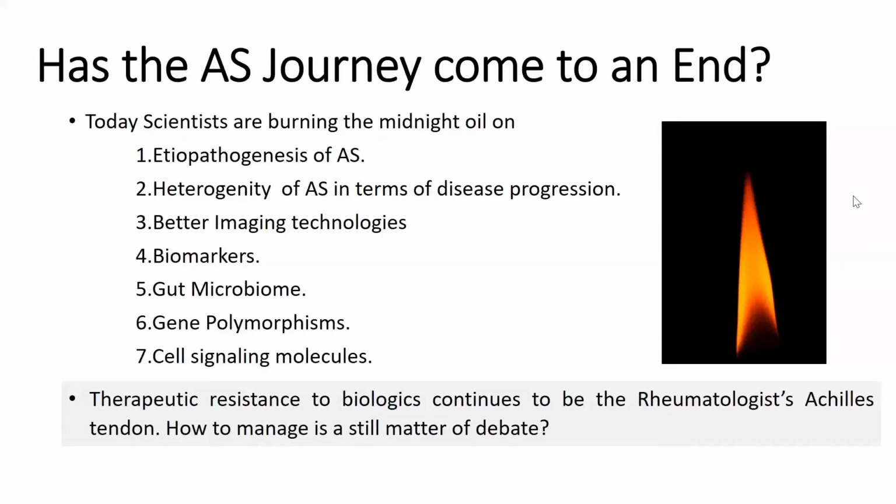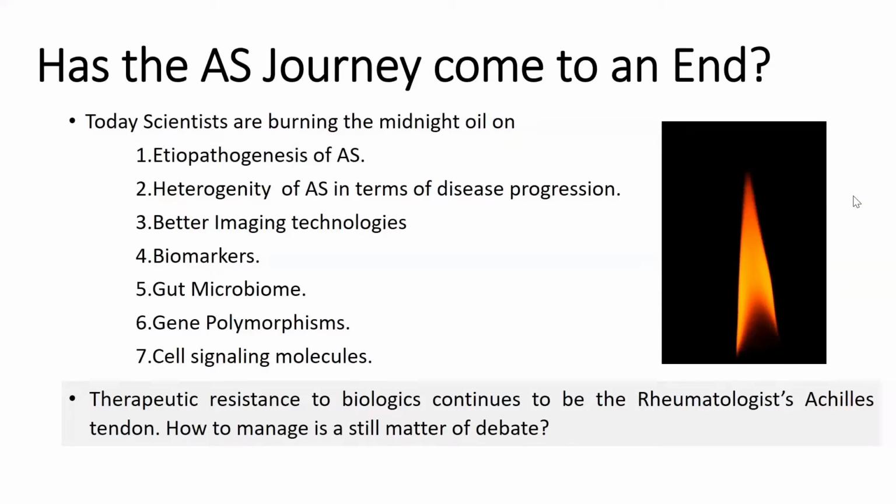Today, scientists are burning the midnight oil on the etiopathogenesis of ankylosing spondylitis. There is a heterogeneity of ankylosing spondylitis in terms of disease presentation, disease progression, and response to treatment. Better imaging technologies than the available MRI will definitely come on the horizon. Specific biomarkers to assess disease activity are in the pipeline.